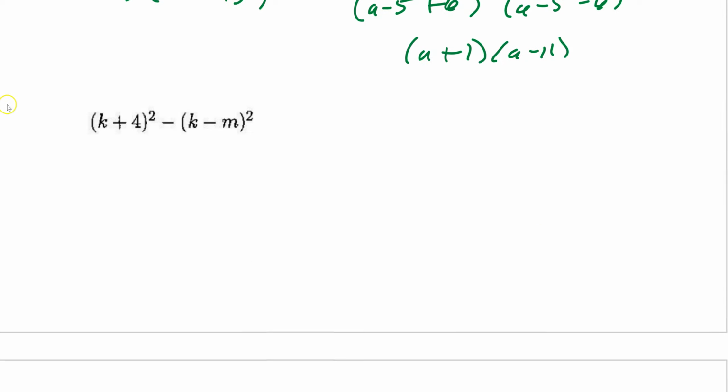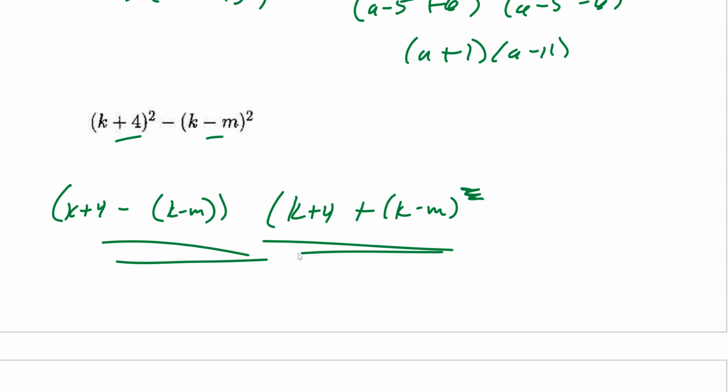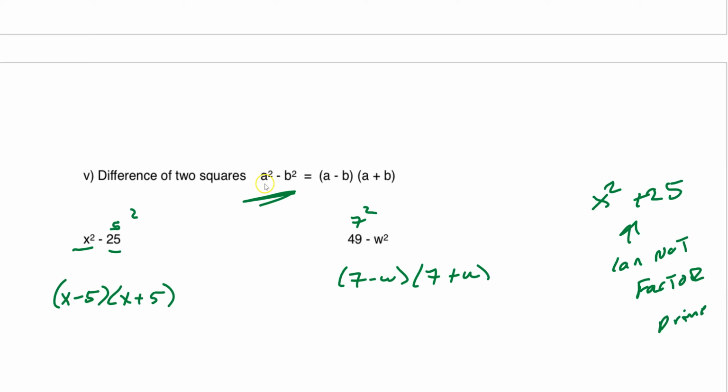Right, and the same thing here. They're both squares, so the square root of that is k plus 4, minus parentheses, the square root of that, k minus m, and over here k plus 4 plus parentheses k minus m. So that's the difference of two squares. Again, I cannot stress enough: both have to be squared and it has to be a negative in between them. So that's how we factor.